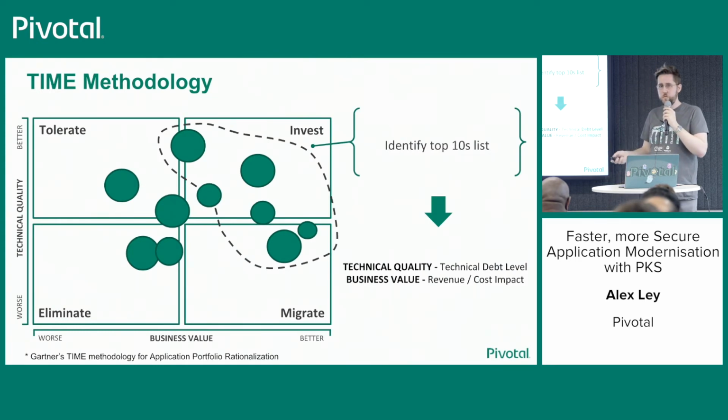Okay, so we use this model from Gartner, it's called TIME. This is tolerate, invest, eliminate, migrate. Again, this is using the 2 axes of business value, how valuable is it to our company, and technical quality.